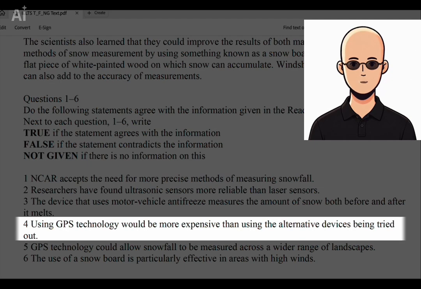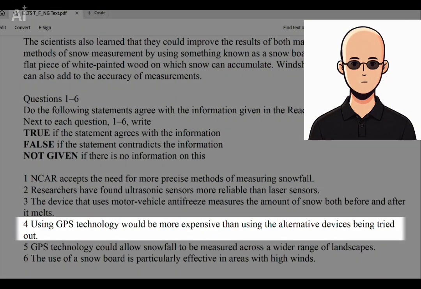Okay, now your turn. Number 4. Using GPS technology will be more expensive than using the alternative devices being tried out. Step 1. Underline the keywords. GPS technology, more expensive, alternative devices. Step 2. Find the relevant part of the text with some of the keywords. Here we find them not long after the info from the previous question. Remember again, the questions follow the order of the text.